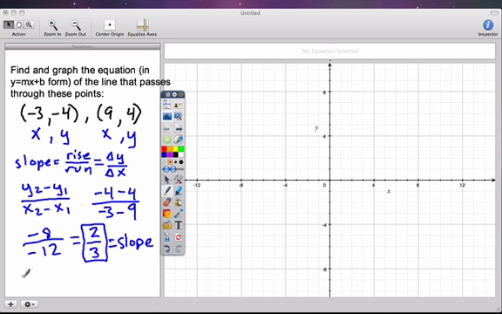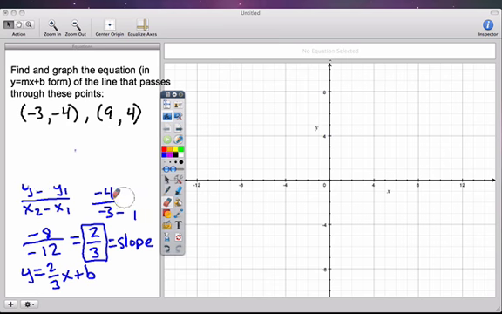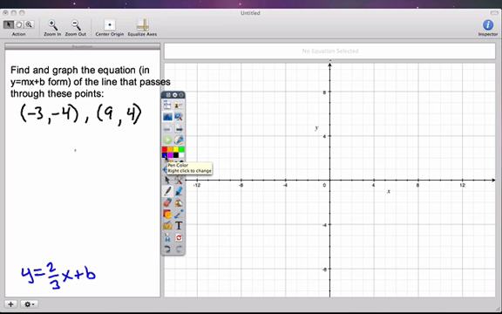So what we've got now, we know that y equals 2/3 x plus b. Okay, and let's give us some room. We're going to erase this here. So now what we need to do is solve for b. And the way that we do that is by plugging in one of our values for x and y.